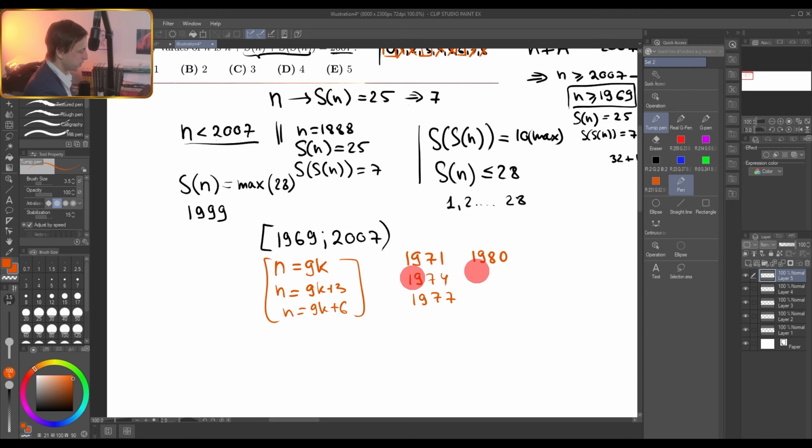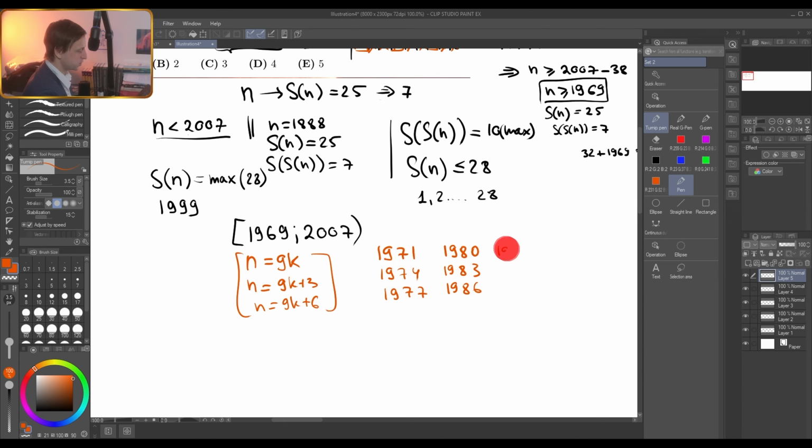80. The next one, this one, plus 3, 1983. Now I will simply list all the numbers that are left, and we will go through this one. 1986. The next is divisible by 9, 1989. The next one is plus 3, 1992.